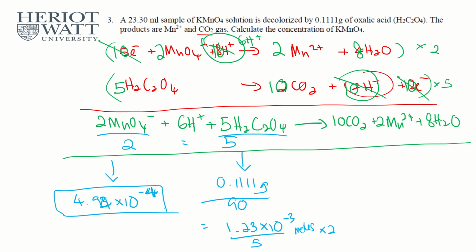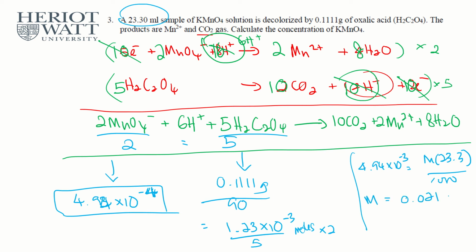So this is what we want. We have the mole, we have the volume. You can calculate the concentration. So 4.94 times 10 to the power of negative 3 equals to MV. V is 23.3 over 1,000. So 4.94 times 1,000 divide by 23.3, the volume of CaMnO4. So the concentration of CaMnO4 is 0.021 mole per liter. Done. So that's the answer for number 3.